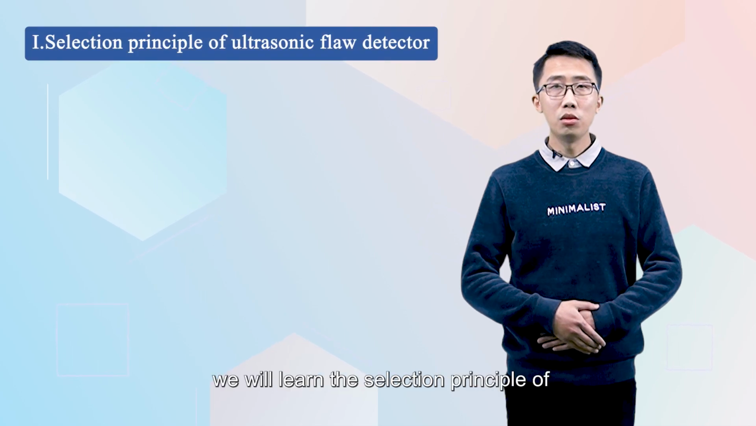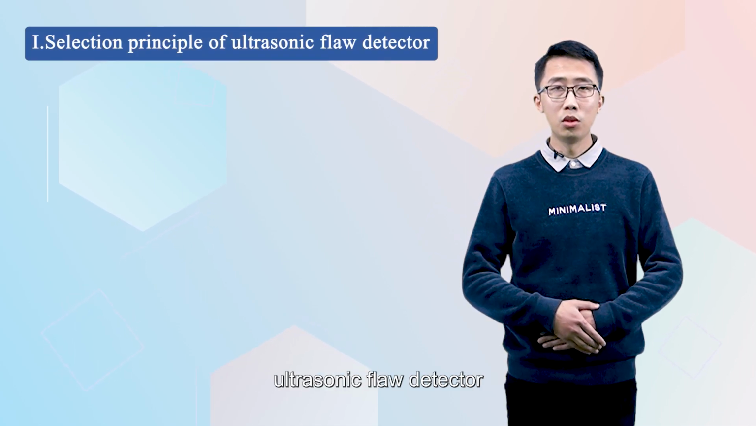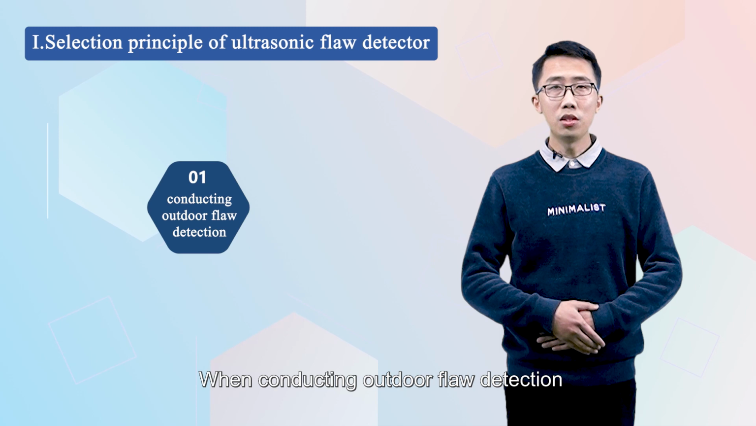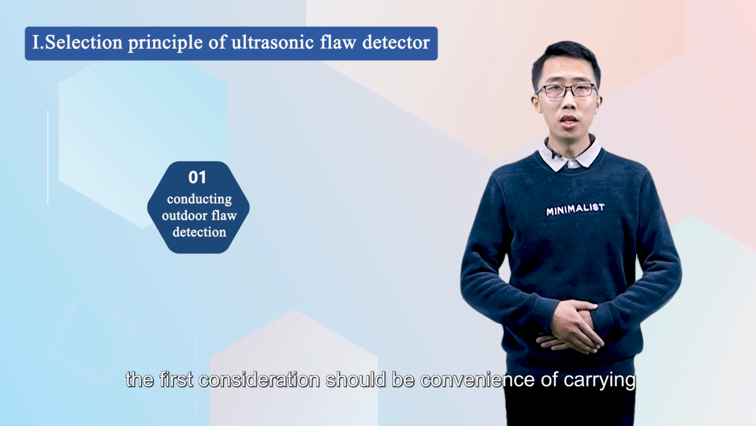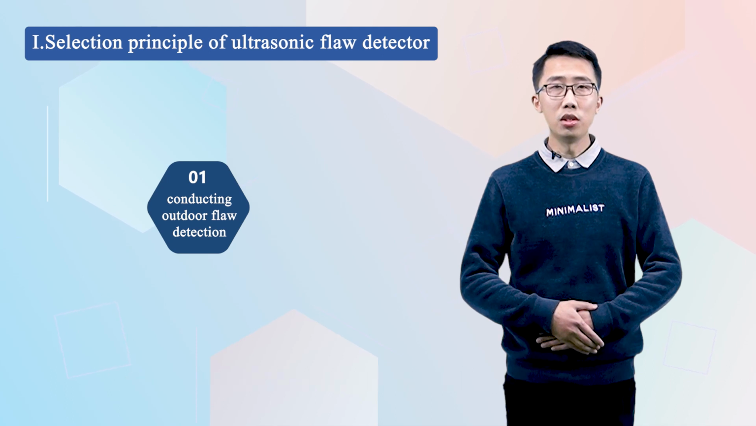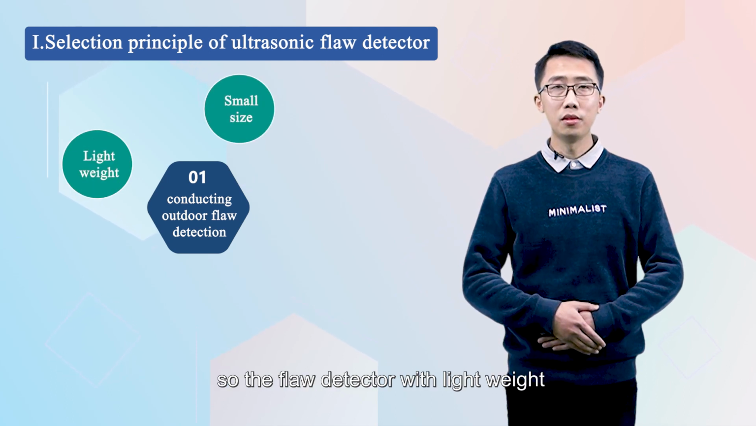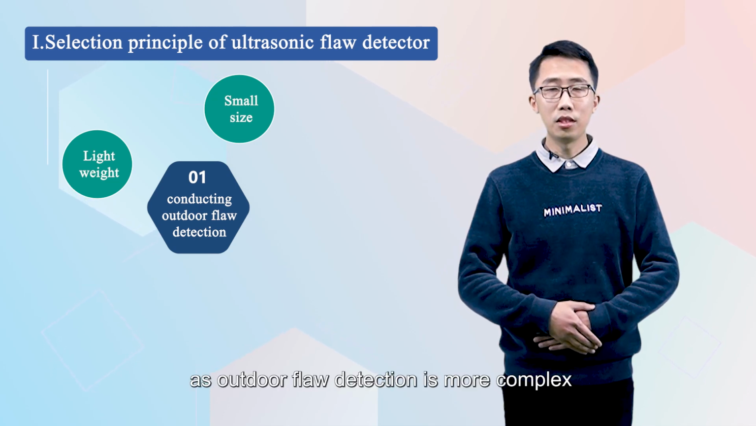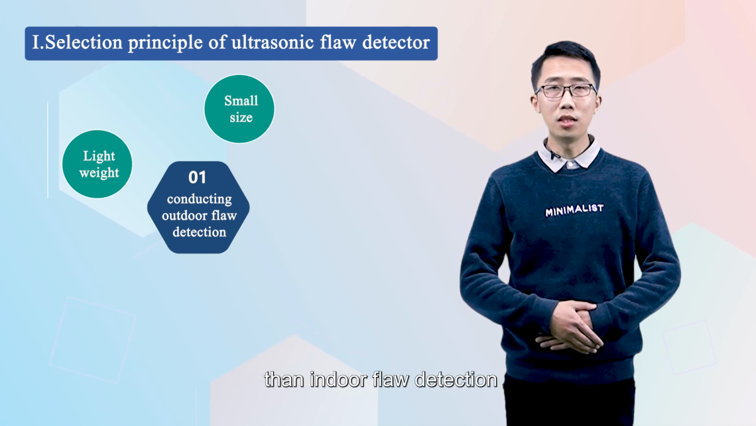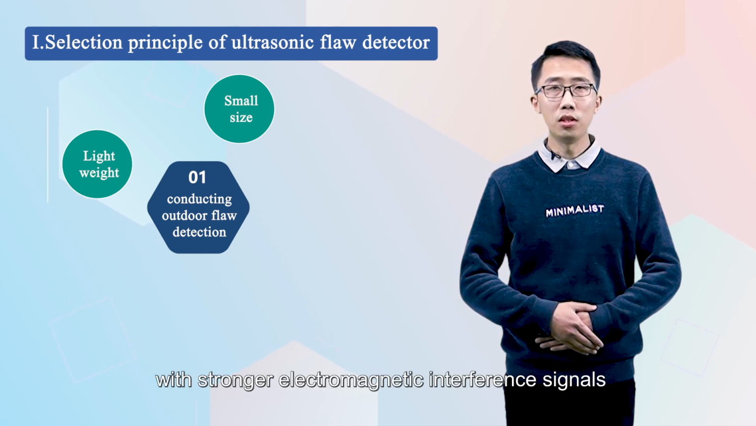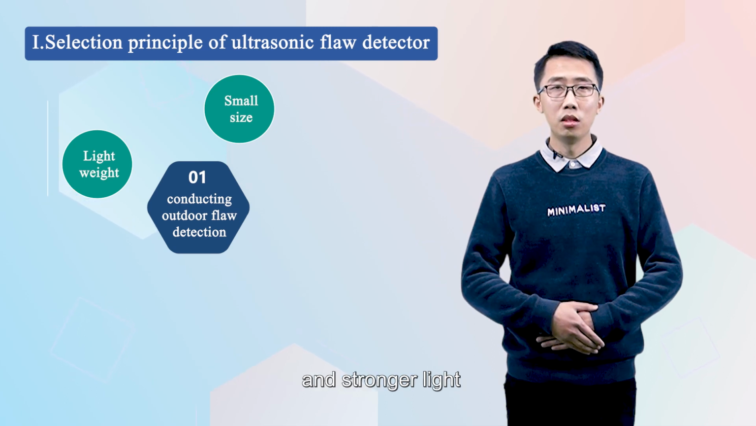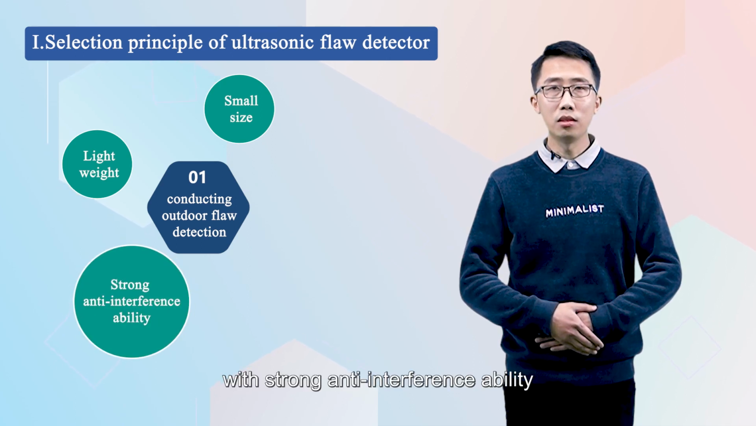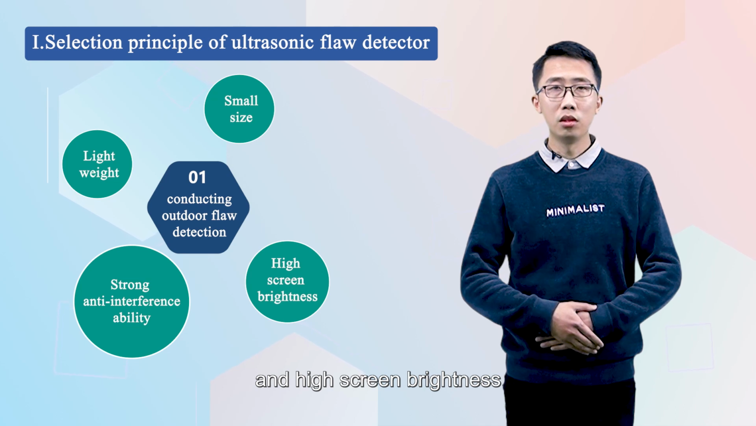First of all, we will learn the selection principle of the ultrasonic flaw detector, and mainly consider the following aspects. When conducting outdoor flaw detection, the first consideration should be convenience of carrying. So a flaw detector with light weight and a small volume should be selected. Secondly, as outdoor flaw detection is more complex than indoor flaw detection, with stronger electromagnetic interference signals and stronger light, it is appropriate to choose a flaw detector with strong anti-interference ability and high screen brightness.